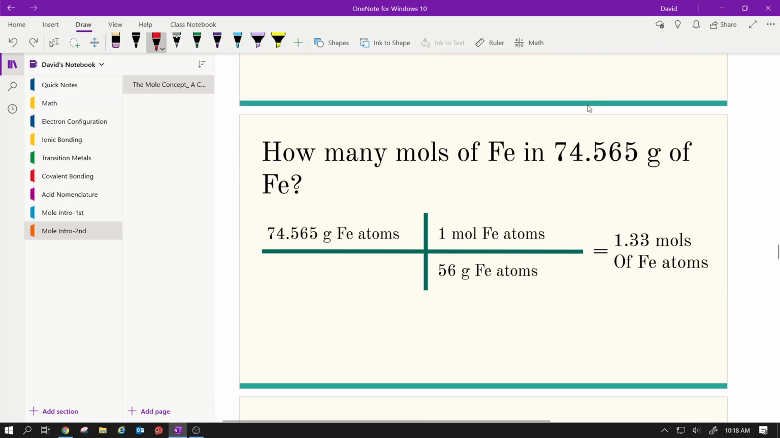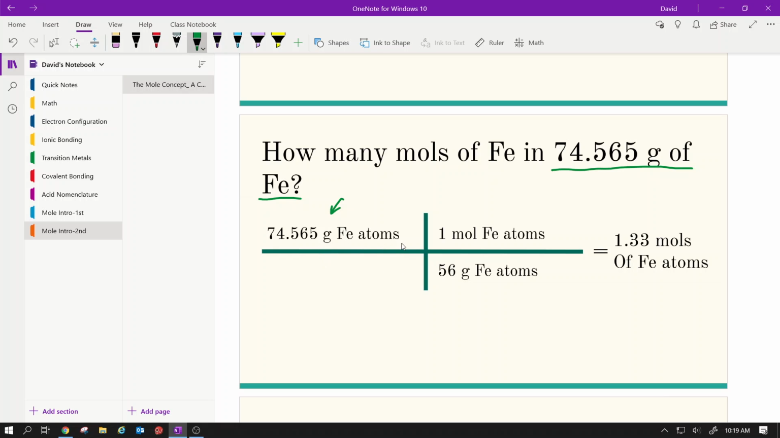How many moles of iron are there in 74.565 grams of iron? Hey, so I've just brought in like a small handful of iron. All right, almost 75 grams. And I want to know, how many moles of iron I got here? So we're going to take what we started with. We're going to put it here on the top.